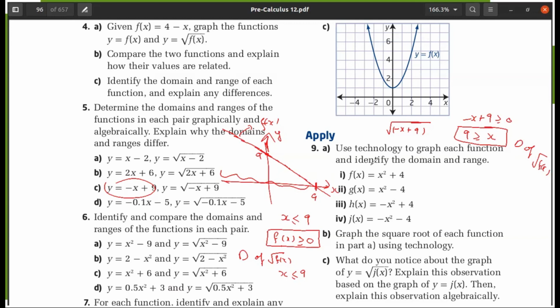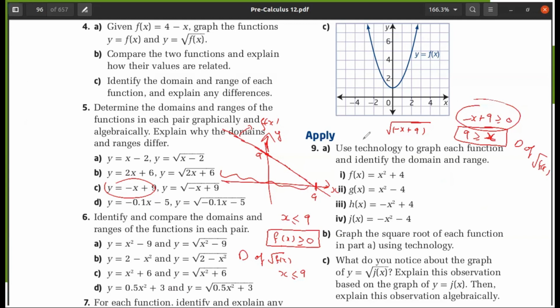Okay. Wait, that's the domain of under root? Under root of f(x). Shouldn't the whole equation be greater than or equal to 0? Yeah, the equation should be greater than or equal to 0. But when you write domain, you only write in terms of x. You will always write a domain like this. x is greater than and less than or equal to something. You will not write 2x plus 3 is less than 4. This is not the way of writing domain. I know that, but shouldn't this be like that? No, no. Oh, okay.